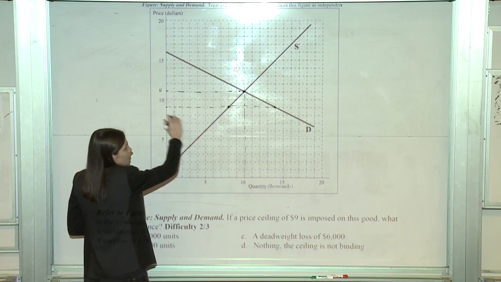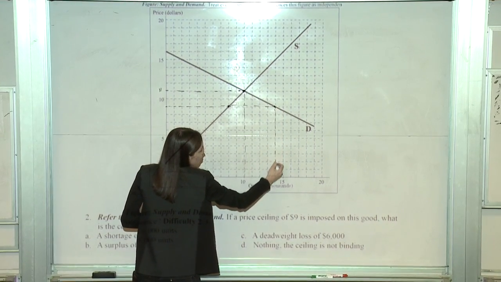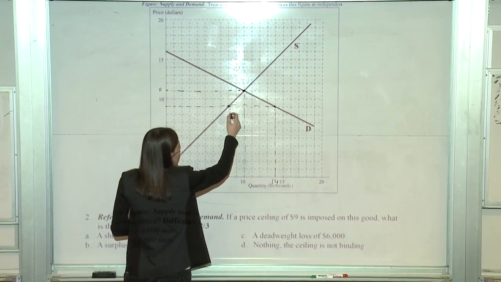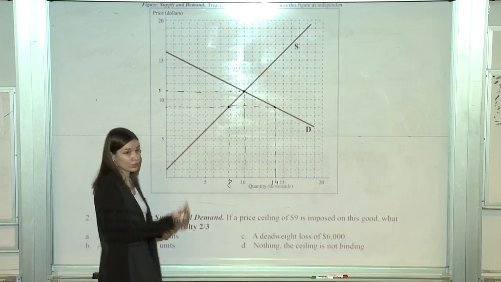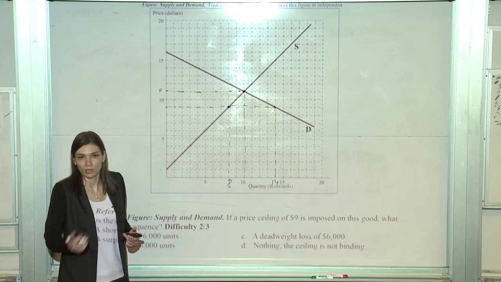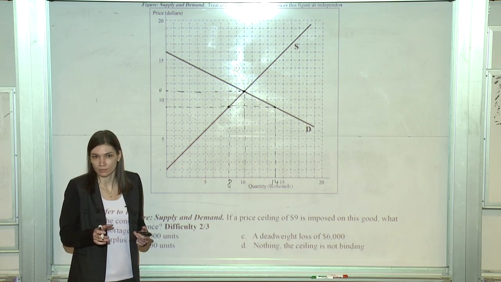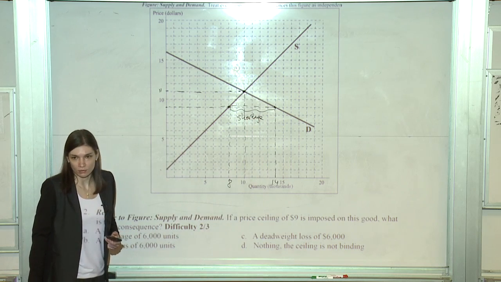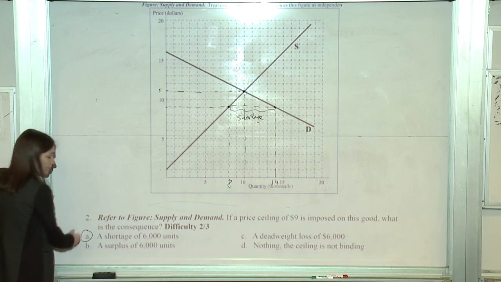Shortage, right? Because at 9, where the price intersects the demand curve, the quantity demanded would be 14,000. But suppliers are only willing to supply 8,000. So there's a shortage. There are more people wanting to buy the good than willing to sell it. The shortage is basically the difference, which is 6,000. It is 14 minus 8, or 6,000 units. So the answer here would be A.